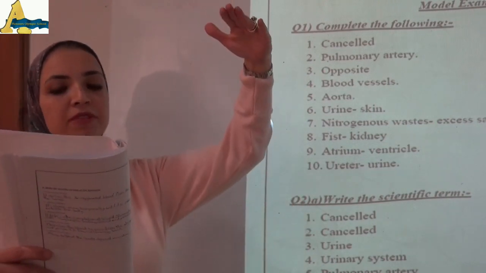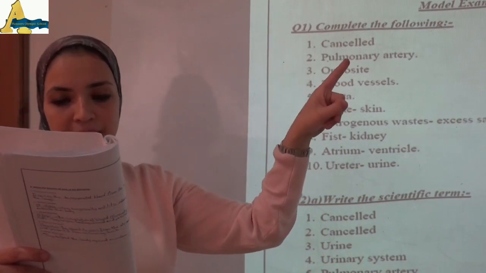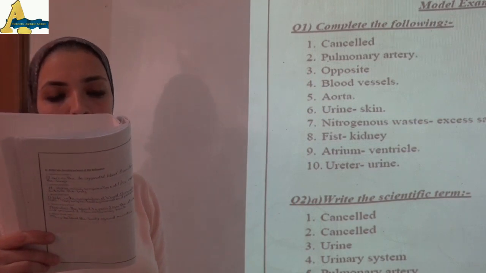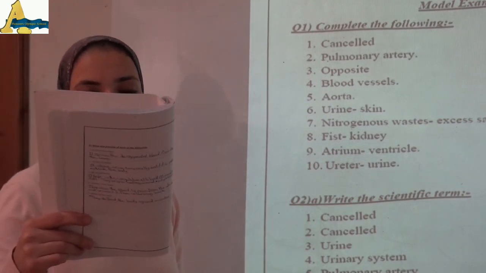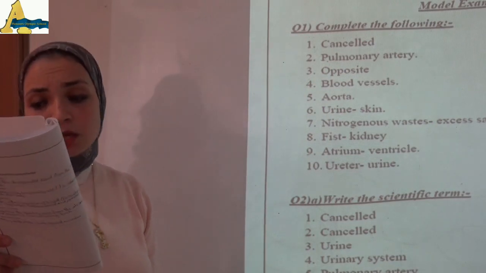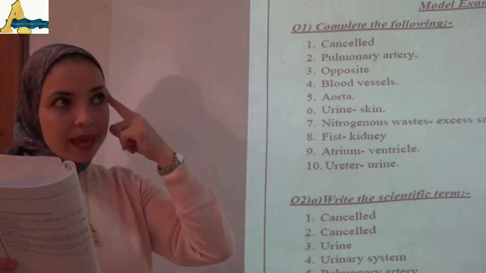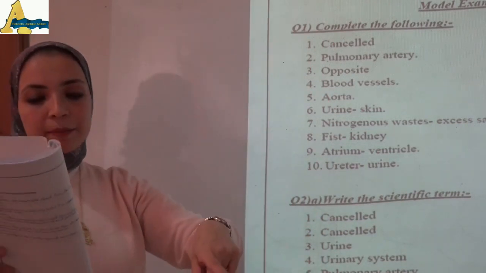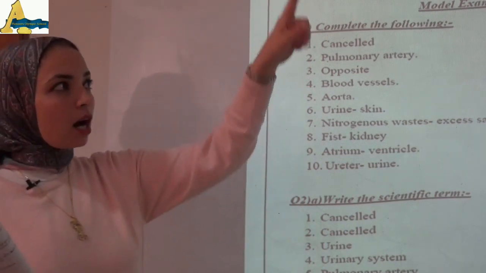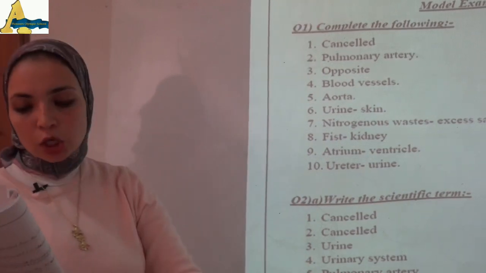The two upper chambers of the heart are called atria, but the lower chambers of the heart are called ventricles. What is connected to the kidney and carries urine to the urinary bladder? The ureters. If you remember the drawing of the urinary system, you find that the two ureters connect the kidneys with the urinary bladder.